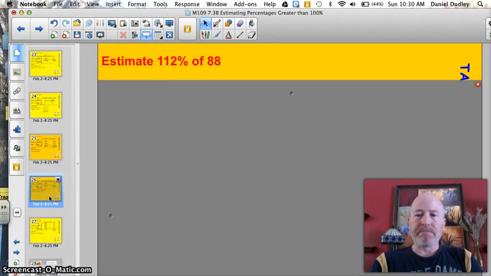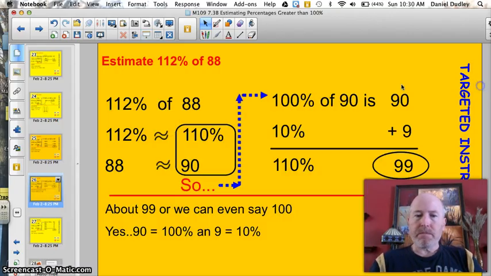All right, here's another problem for you to try. 112% of 88. All right, let's see how you did. Write the problem. 112% is about 110%. 88 is about 90. So 100% of 90 would be 90. 10% of it is 9. So 110% is about 99. Well, we can even say about 100, right? Sure. So, is it a fair estimate? Yeah. Well, 90 would be 100% of it, and then add 10%.